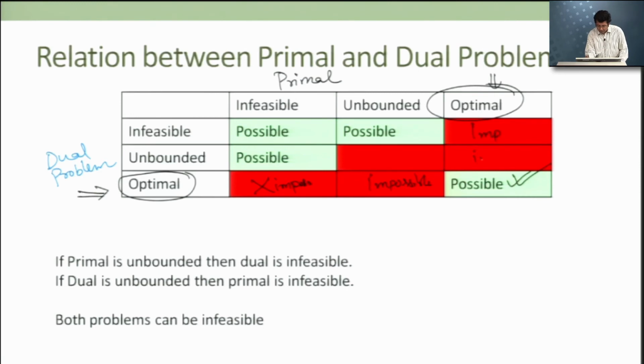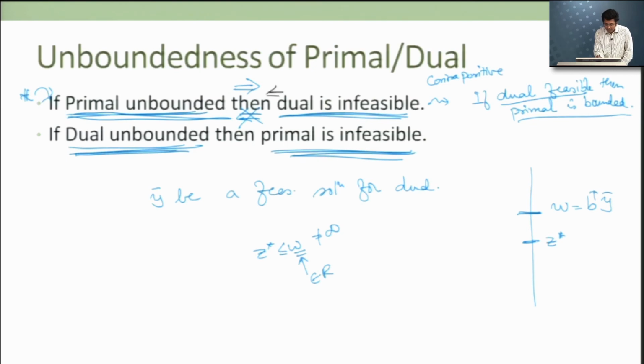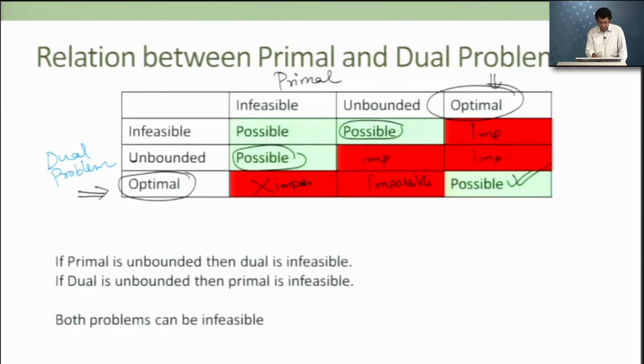Impossible, impossible. Both problems cannot be unbounded at the same time. If the primal is unbounded, then the dual has to be infeasible. If the dual is unbounded, the primal has to be infeasible. But if you go back to the previous slide, I said the reverse implication doesn't hold. And here is why it doesn't hold. It's possible that both of them can be infeasible. So if the primal is infeasible, then you can say either that the dual is infeasible or the dual is unbounded.